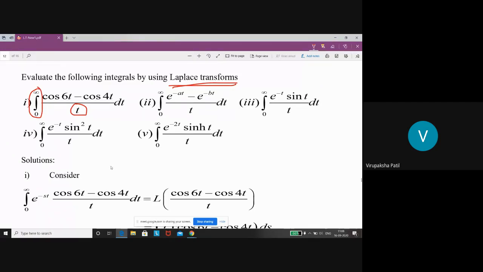So for that purpose, we have to rewrite this example as integration 0 to infinity e to the power minus st into (cos 6t minus cos 4t) divided by t. Now by using the definition of Laplace transforms, please concentrate here: this becomes your f of t, except for the e to the power minus st. If we treat this as f of t, it is integration 0 to infinity e to the power minus st into f of t.